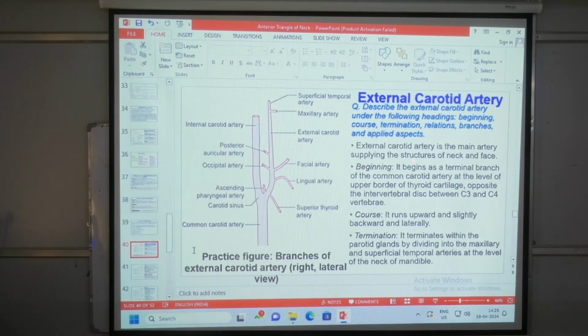How does it begin? It begins as a terminal branch of the common carotid artery at the level of the upper border of the thyroid cartilage, opposite the intervertebral disc between C3 and C4 vertebrae. What is the course? It runs upward and slightly backward and laterally. Termination: it terminates within the parotid gland by dividing into the maxillary and superficial temporal arteries at the level of the neck of the mandible.